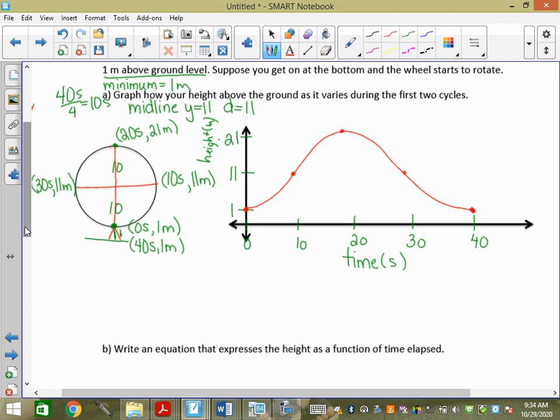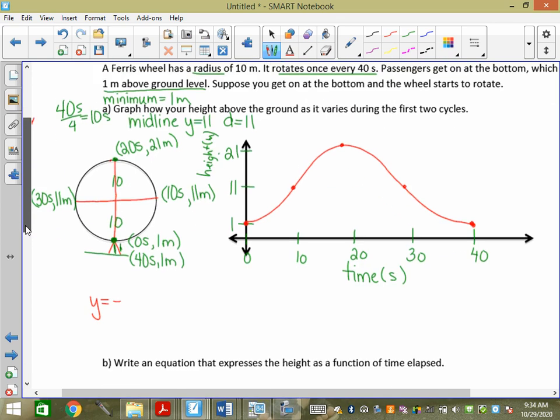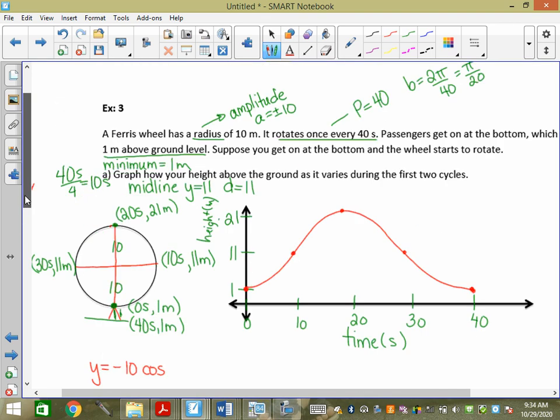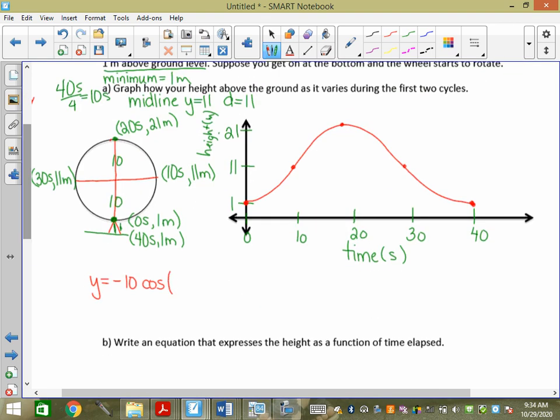Write an equation that expresses the height of the function as time elapsed. What equation would I pick if I had a choice for this one? Negative cos. The minimum's on the y-axis, so I'm not going to have a C. So if I have a choice, I'm going to go y equals negative, what was my A again? 10. Cos, what was my B again? Pi over 20.